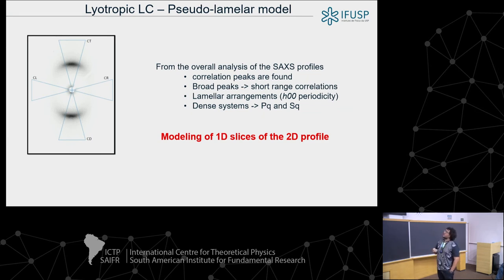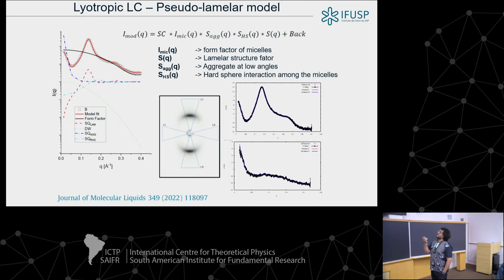From the 2D image itself, we can find correlation broad peaks. In some cases, we can have more than one order, indicating lamellar phases, which is a good indication for this system, at least for this one here. And since we are dealing with systems made by micelles, we needed to take into account the micelle shapes and also their structural agglomeration, meaning that we have to take into account what we call form factor and structure factor. So what we did was to implement a model that can fit these slices, including these features that I mentioned. I mean, the micellar shape and their arrangement.